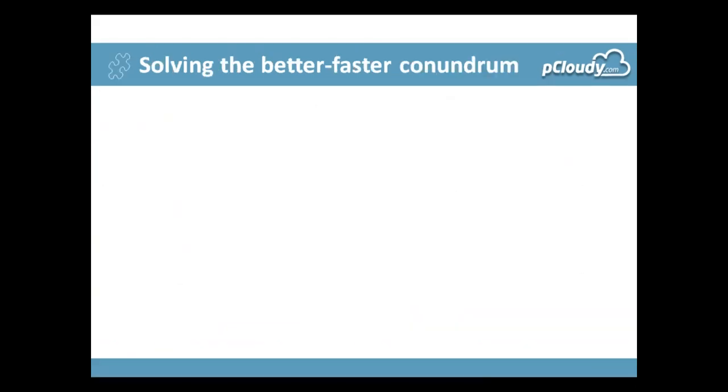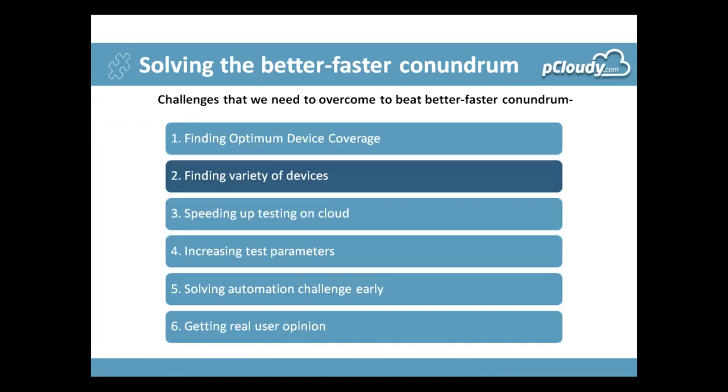The second challenge that I'm going to cover is, okay, we have figured out the optimum device coverage, but where do we find those devices? So let's say my device coverage tells me to test on 50 devices. Where am I going to find those 50 devices? And these devices keep changing. I mean, you start your testing today, 3 months down the line, your device coverage can change. So how do I find those devices whenever I need to test my application? That's another challenge that we are going to address.